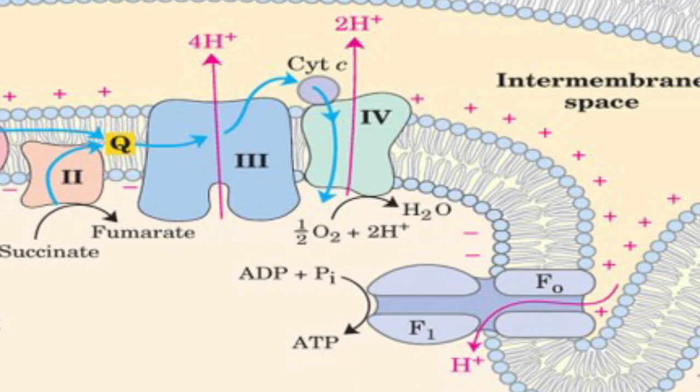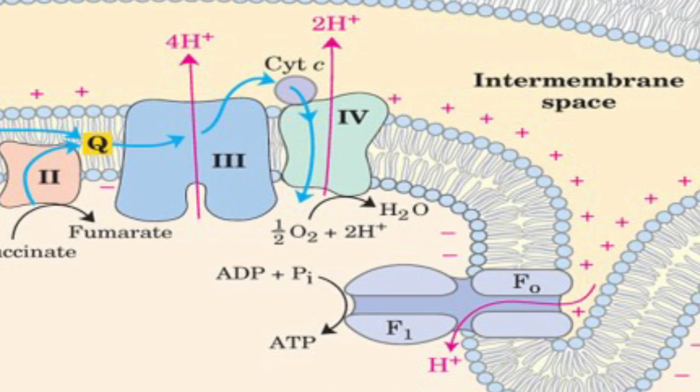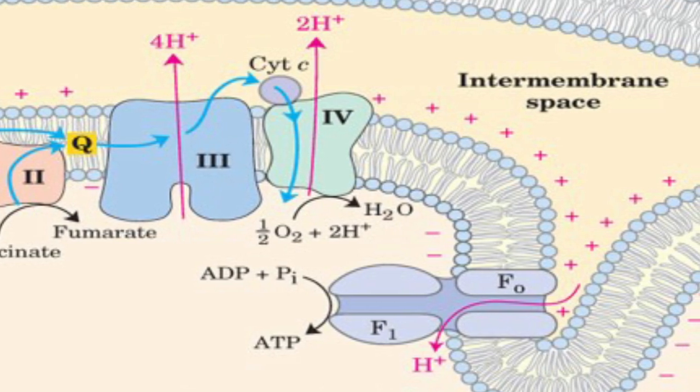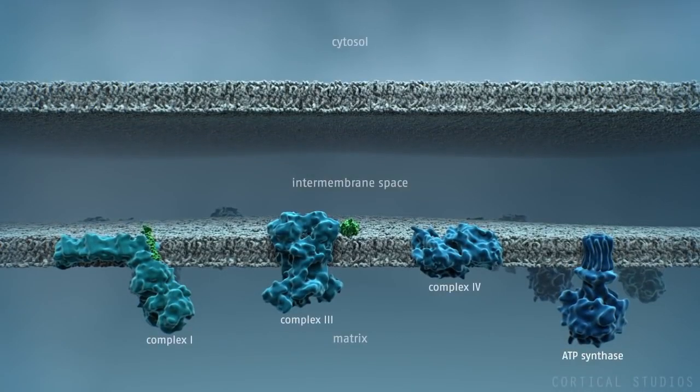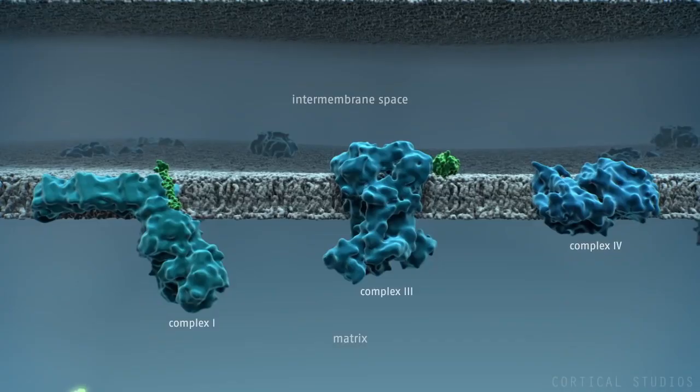The transport of protons across the inner mitochondrial membrane creates a concentration gradient, with a higher concentration of protons in the intermembrane space and a lower concentration in the mitochondrial matrix. This gradient creates an electrochemical potential, and the potential energy is harnessed to produce ATP.